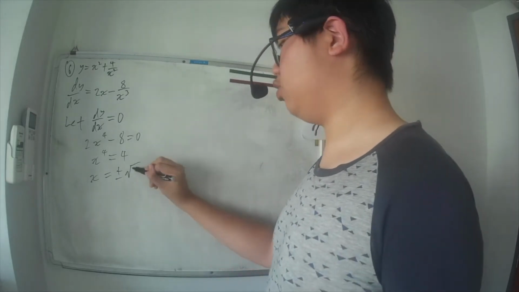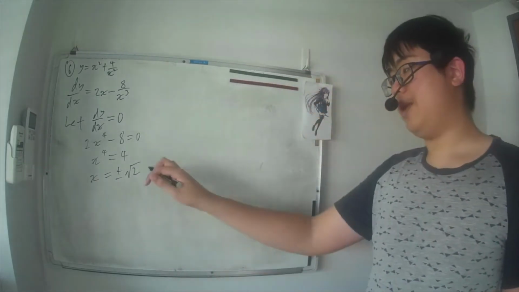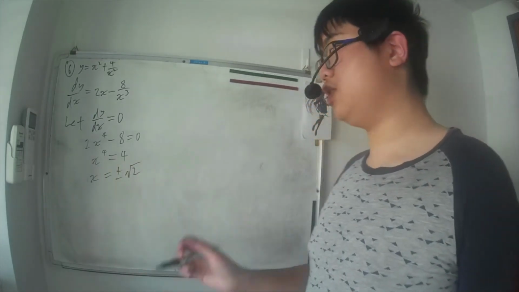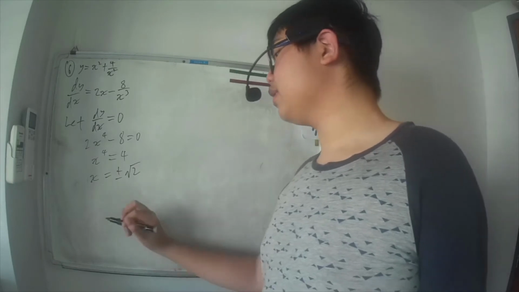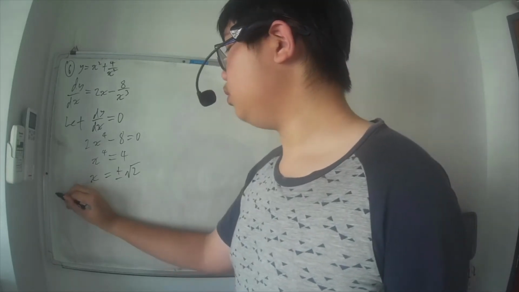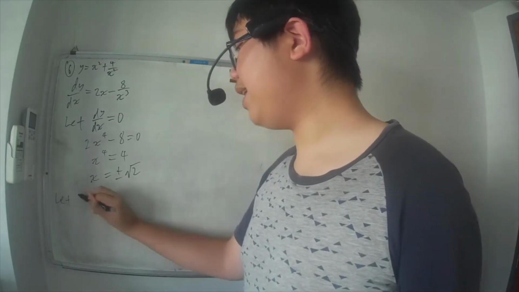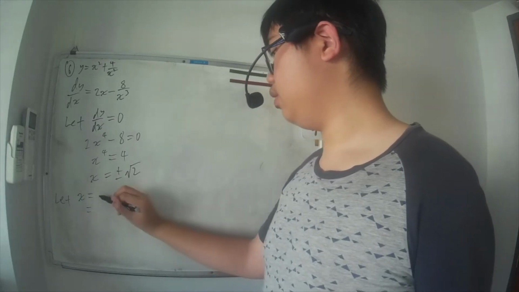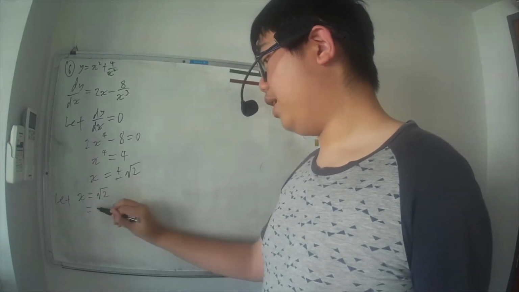Plus minus square root of 2. Okay, you must have a plus minus. There are both solutions down here because it is an even number's root. Okay, so let x equal to square root of 2 and negative square root 2.